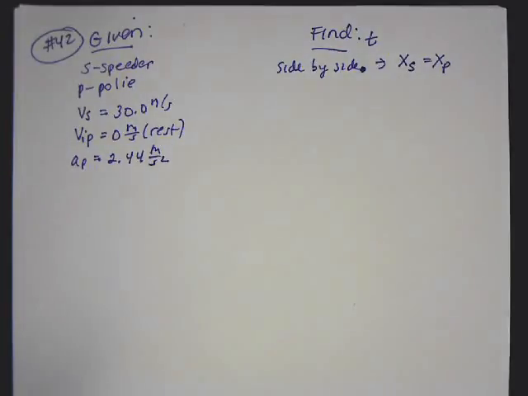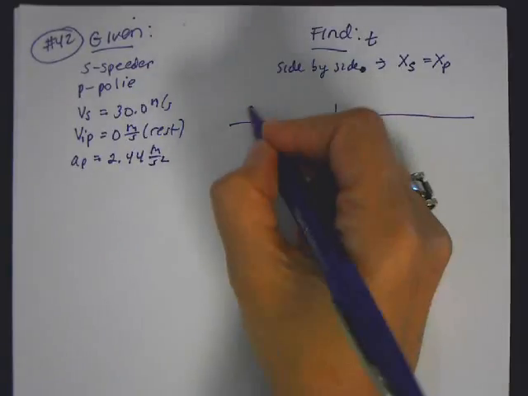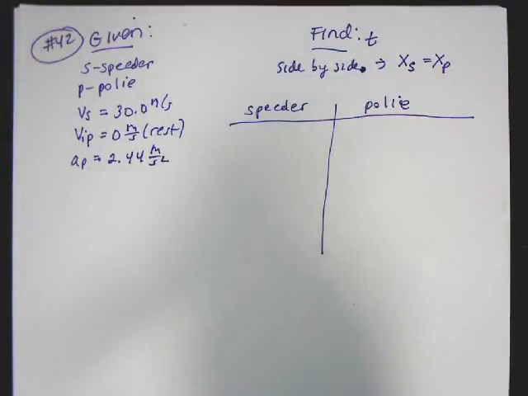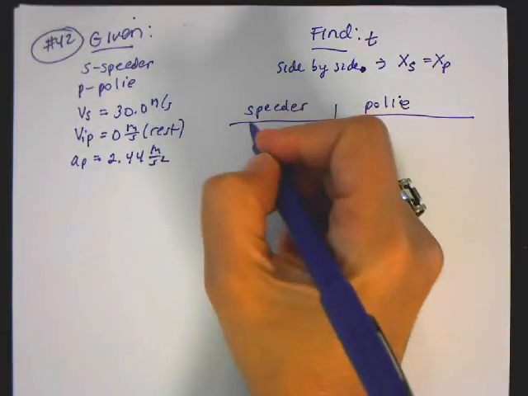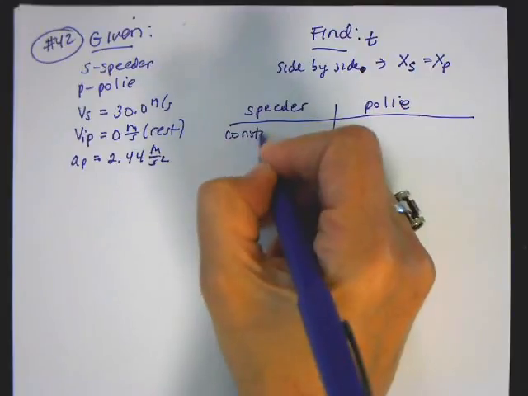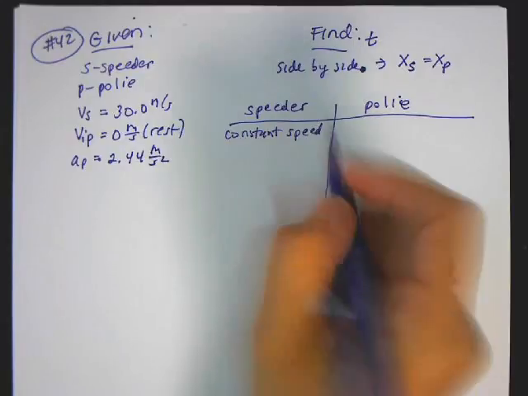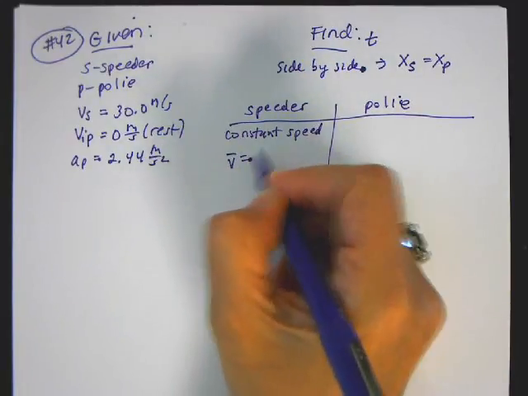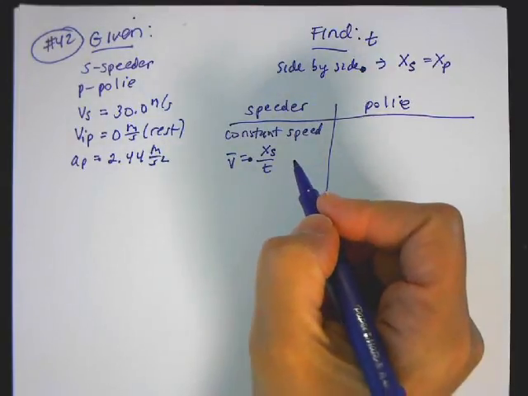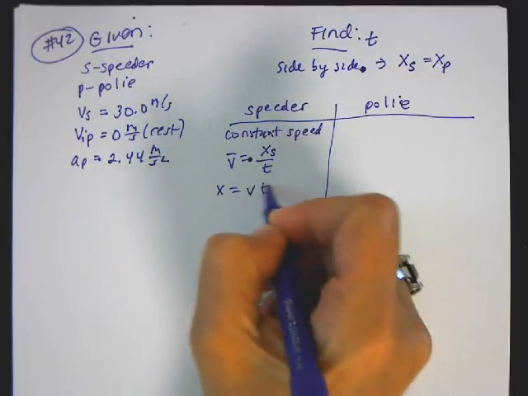Now, what I would do in this situation is I might go like this, so I don't get confused, and I might say speeder, and I might say police, because this might help me. So I know the speeder is moving at a constant speed. And at a constant speed, I know that the velocity is equal to x over t. So I know that x is equal to vt if I want to find x.